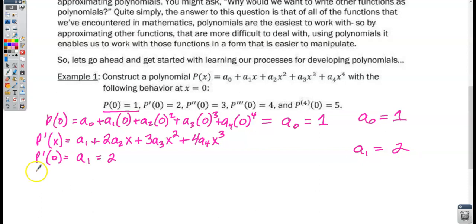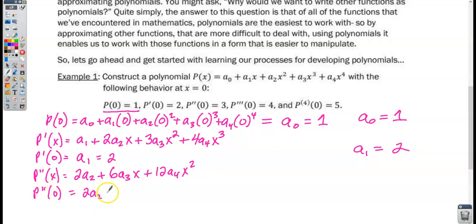All right, next, p double prime of x is going to be the derivative of p prime, so that's just going to be 2a sub 2 plus 6a sub 3 x plus 12a sub 4 x squared. And so p double prime of 0 is going to be equal to 2a sub 2. Well, we also want that to be equal to 3 in order to match the polynomial that we want. And solving for a sub 2, that gives us that we want a sub 2 to be equal to 3 over 2.